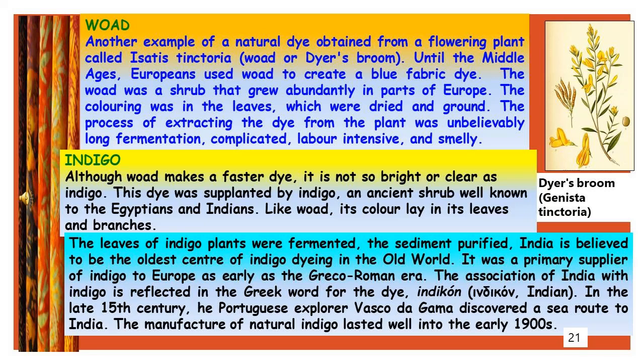India is believed to be the oldest center of indigo dyeing in the world. It was a primary supplier of indigo to Europe as early as the Greco-Roman era. The association of India with indigo is reflected in the Greek word for the dye, indikon, that is, Indian. In the late 15th century, the Portuguese explorer Vasco da Gama discovered a sea route to India. The manufacture of natural indigo lasted well into the early 19th century.